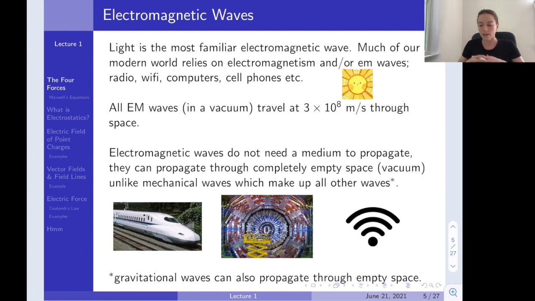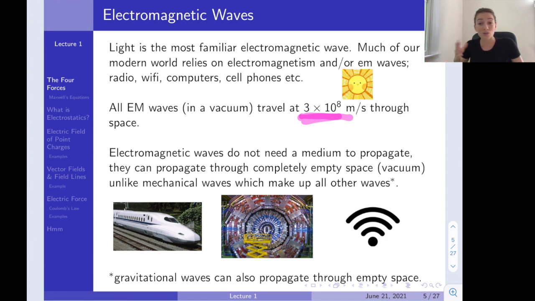And EM waves in a vacuum, so like in outer space, no air, no water, no nothing, will travel at 3 times 10 to the 8 meters per second. This is an important number, so make sure that you memorize that and always recognize 3 times 10 to the 8 meters per second as the speed of light. All EM waves in a vacuum will travel at this speed, and this is like the universal speed limit. Nothing can go faster than light.